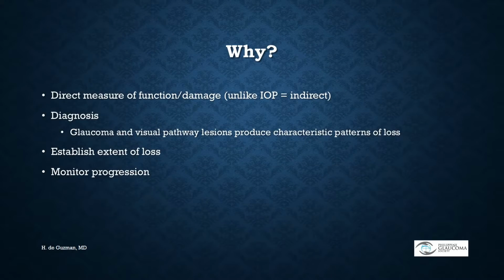Why do we need to do perimetry? First of all, it's a direct measure of the actual function or the damage that we're trying to measure or prevent. Unlike, for example, intraocular pressure, which is an indirect measure. So if you were to have a patient with an IOP of, let's say, 25, you wouldn't know what that would mean functionally. So here with perimetry, we get an actual measure of the function.